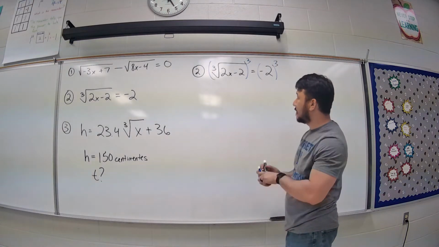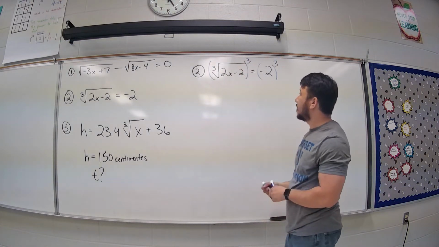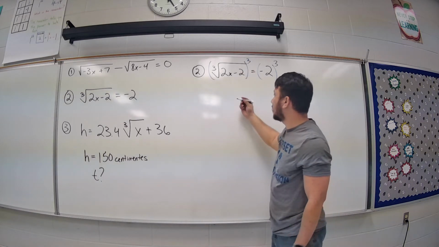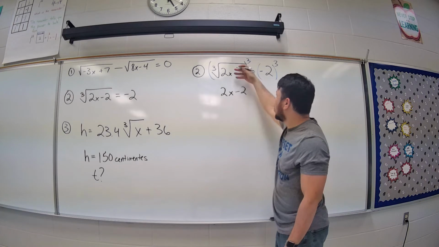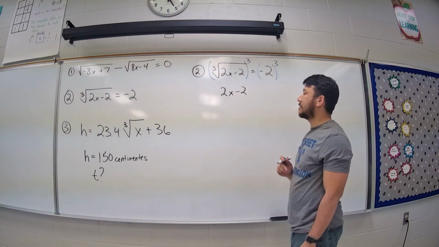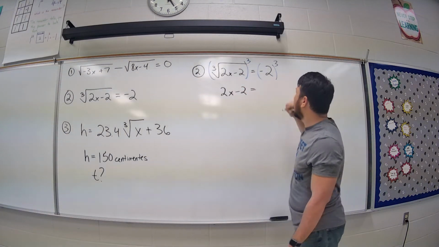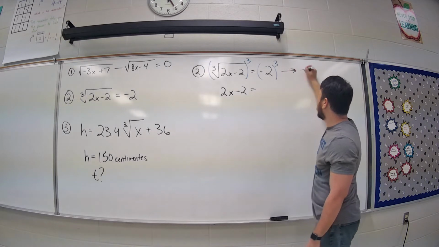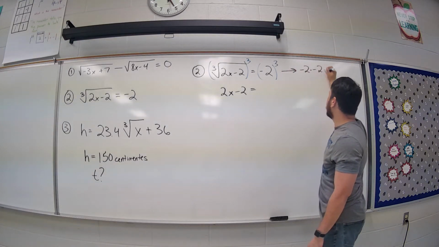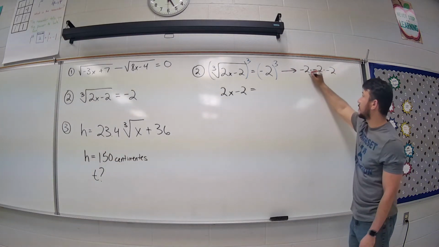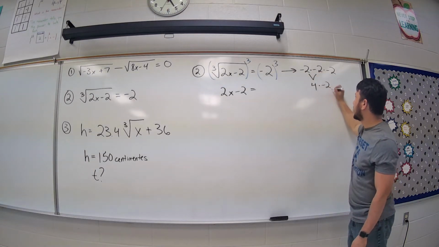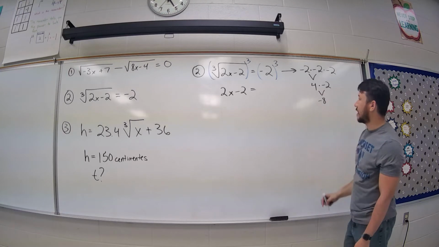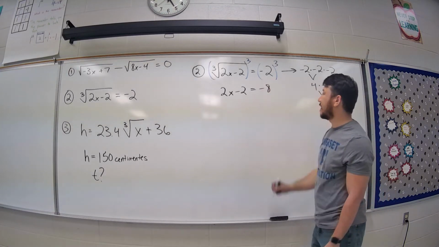So now what's going to happen is this cube root and this cube power basically are going to cancel out, and I'm going to get that 2x minus 2 outside of it. And now I'm going to repeat this. So remember, this means negative 2 times negative 2 times negative 2. If I do it by hand, I have 4 times negative 2, negative 8. So now this turns to a negative 8.